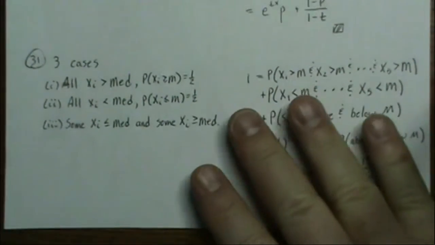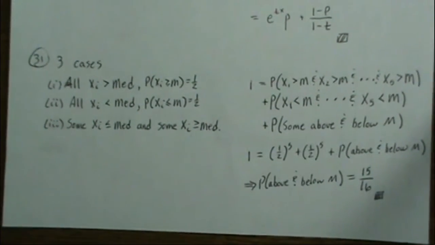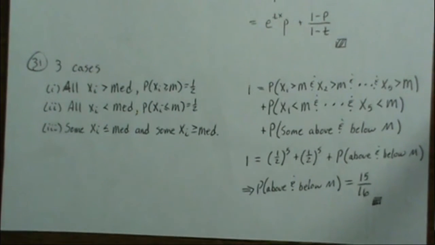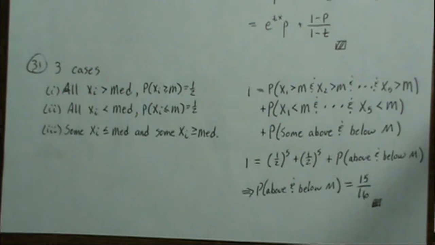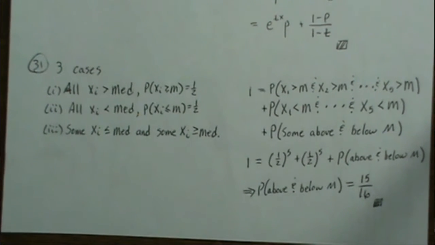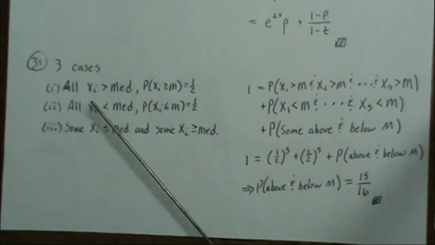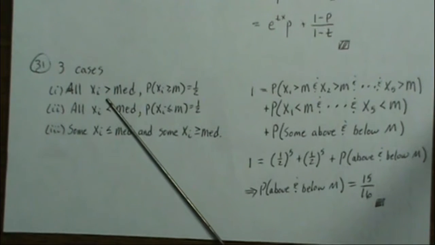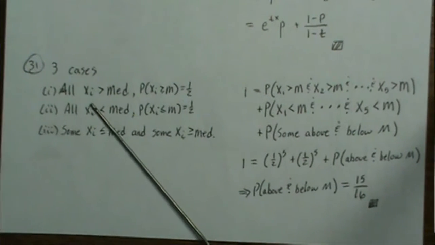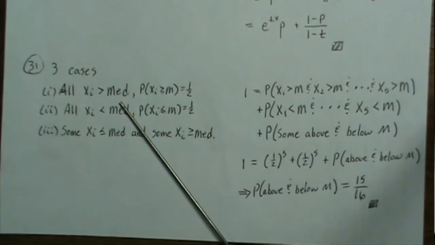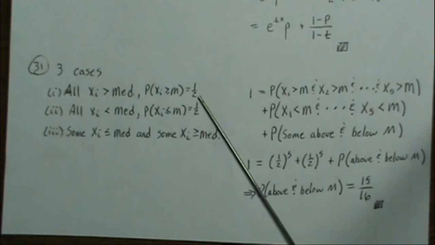Now, problem 31, we have 5 observations. And what's the probability that the least and greatest observations bracket the median? Okay, so notice here that for each xi, the probability that we're greater than the median is a half. That's the definition of the median.